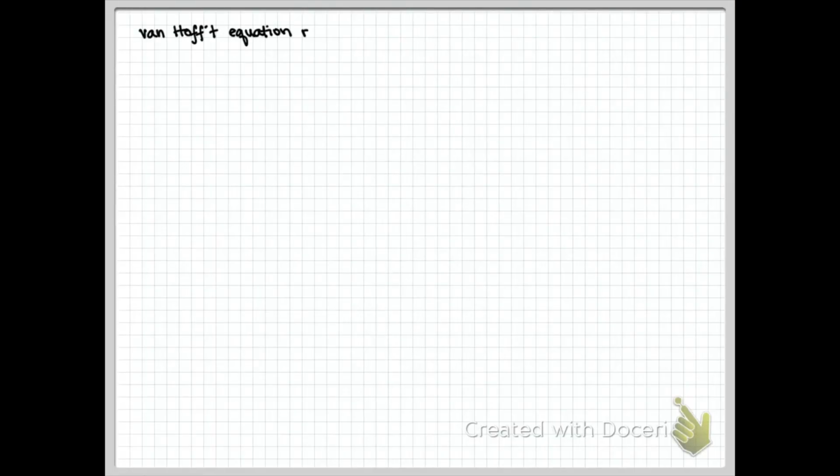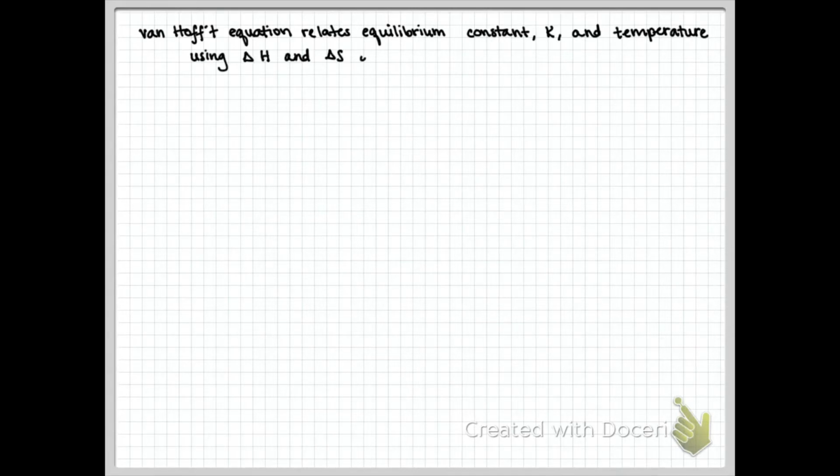So we're going to use what's known as the Van 't Hoff equation, which relates equilibrium constant, usually denoted as a capital K, and temperature, and it's going to use both the change in enthalpy and the change in entropy of reaction in this relationship. And sorry, I think Van 't Hoff is probably misspelled.